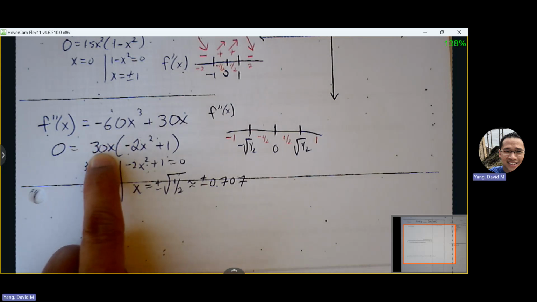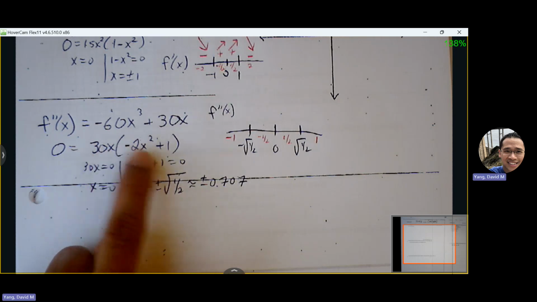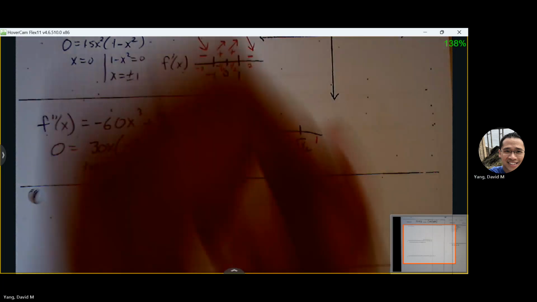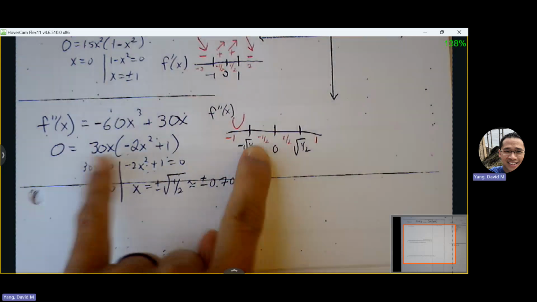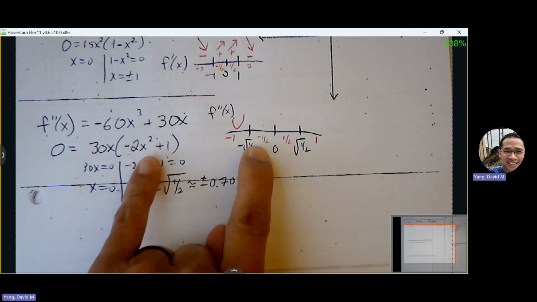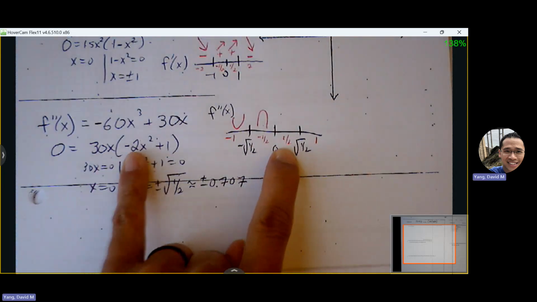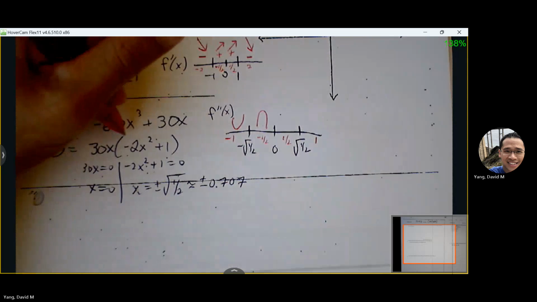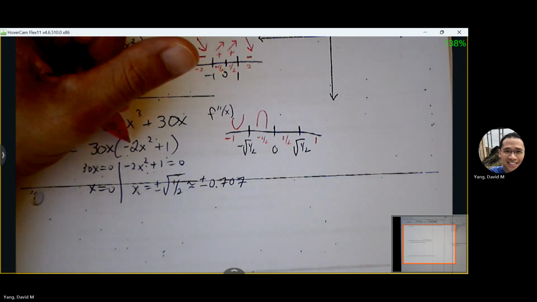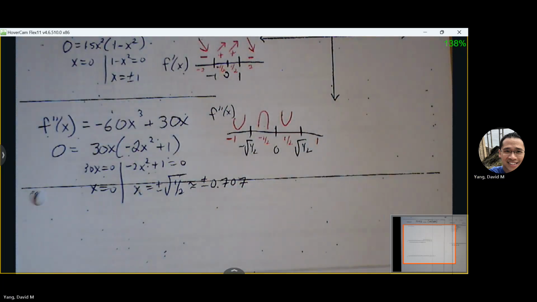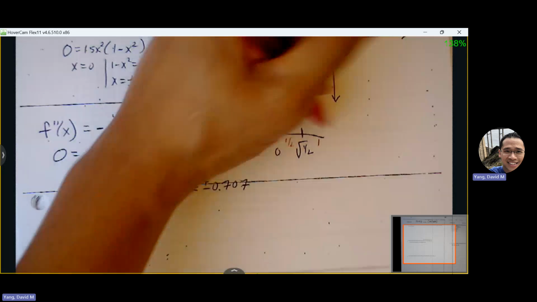So I'm going to get a negative times a negative, so 2 negatives makes positive. Concave up. Plug in -1/2, I get negative times positive, which is negative, so concave down. Plug in 1/2, positive times negative, negative. Positive times positive, positive. Plug 1 in, positive times negative is negative.